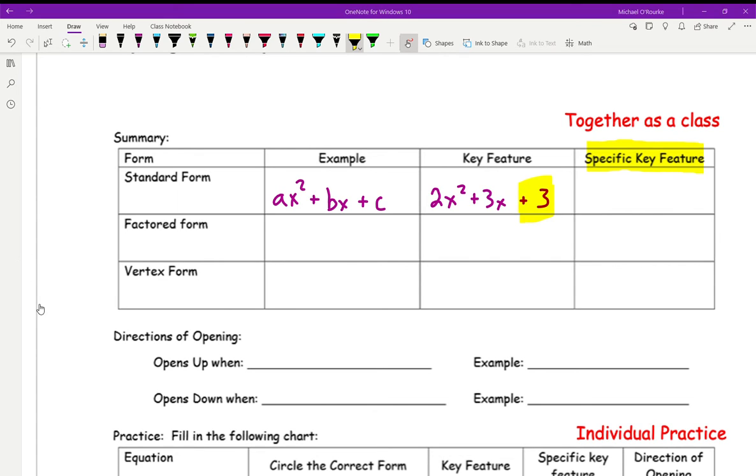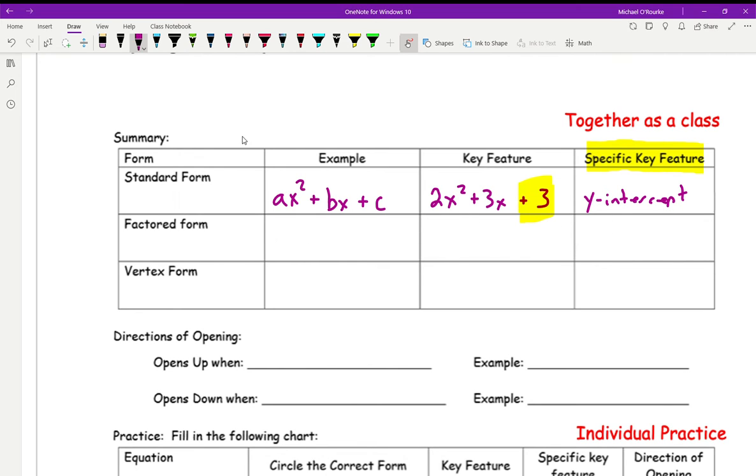Okay, now what about this last one? This last one here doesn't have a c value. So what do you think the y-intercept is going to be? It's 0. If it's not there, it must be 0. So if we hop back here, this gives us our y-intercept. Okay?